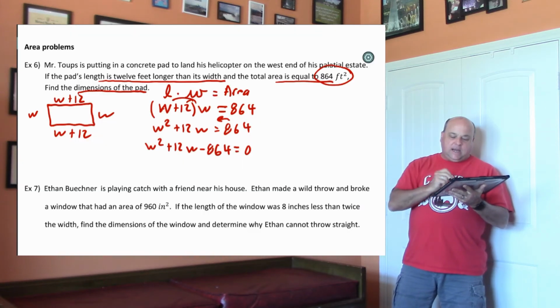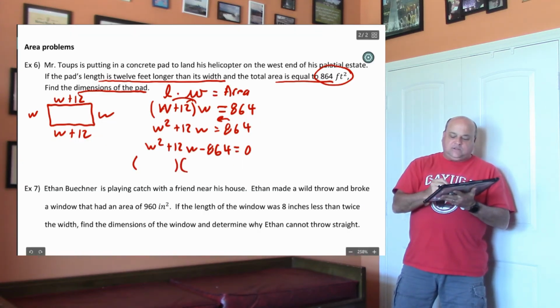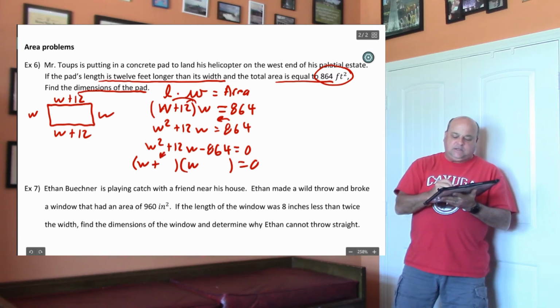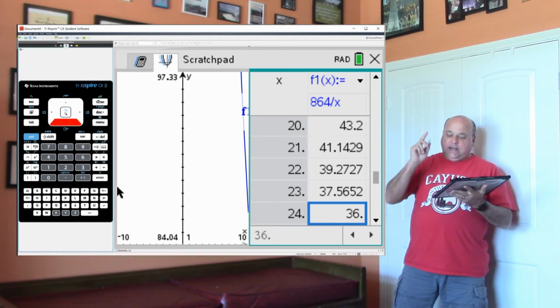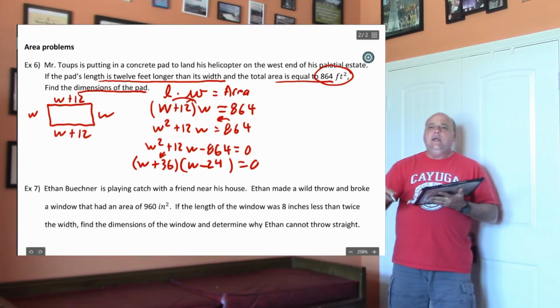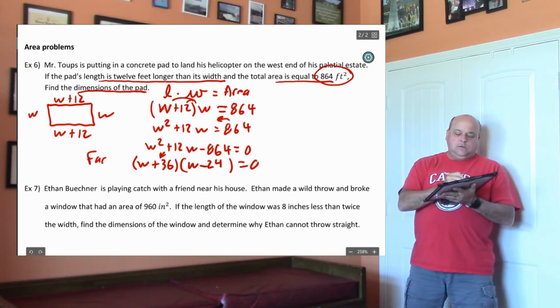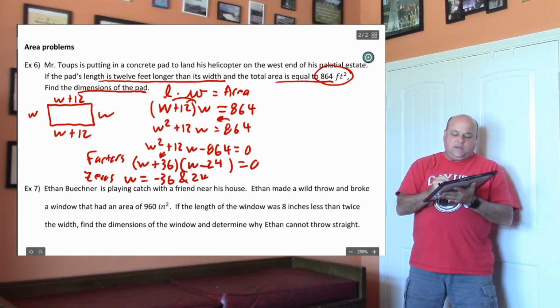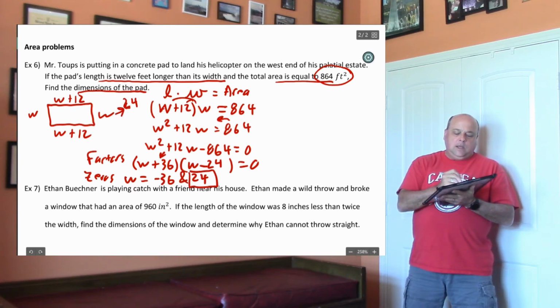So I'm going to go back to the calculator. I'm going to draw my parentheses. Write down W and W. This sign drops. This will be negative. And it's going to be 36 and 24. The big number goes here. The small number goes here. Now then, remember, these are the factors. And the zeros are opposites, right? So the zeros are going to be negative 36 and positive 24. This right here is going to be my W. And if I do 24 plus 12, I get what? 36.